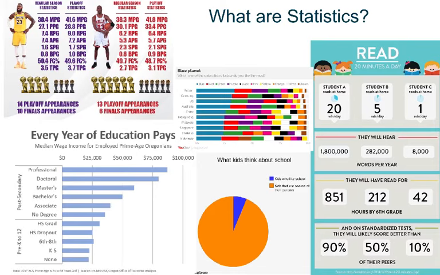When we see statistics in real life, we might see them as percentages or numbers like we saw here, but you also might see them in bar graphs or pie charts. When you do that, you can start seeing trends in data. So for example, in this one, as education increases, so does your yearly pay.